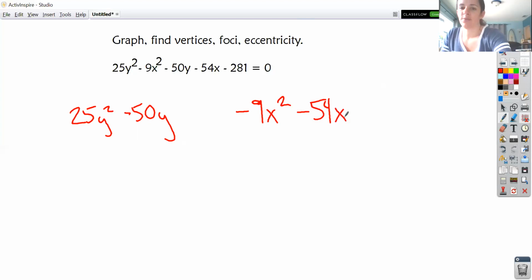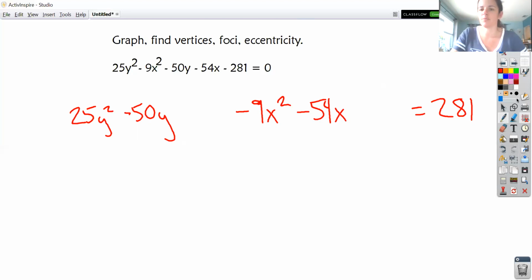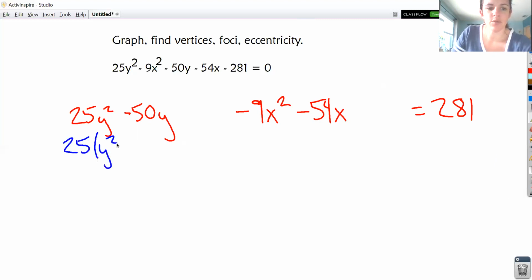And the 281, I'm going to move to the other side because I don't care about it. We're going to make that 1 anyways here in a little bit. So then the next step would be to factor out the 25 from the first terms, the y terms, and to complete the square with what remains. So half of negative 2 is negative 1, and negative 1 squared is positive 1.